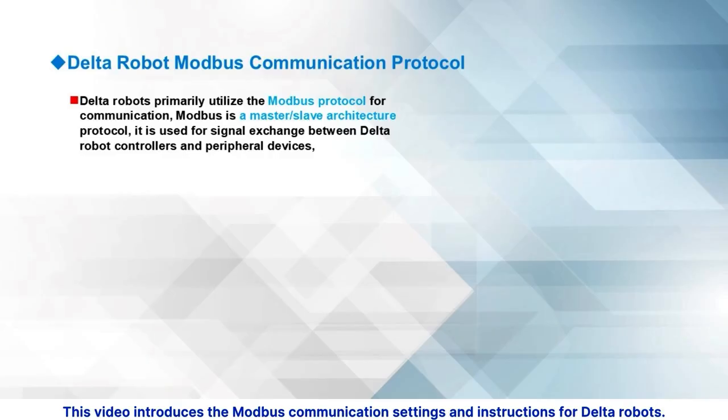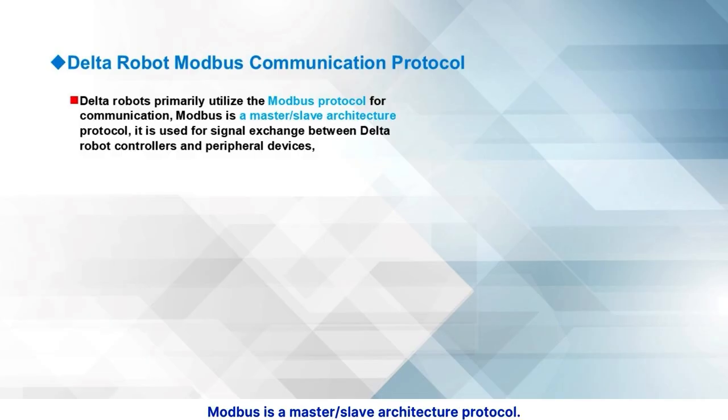This video introduces the Modbus communication settings and instructions for Delta robots. Delta robots primarily utilize the Modbus protocol for communication. Modbus is a master/slave architecture protocol.